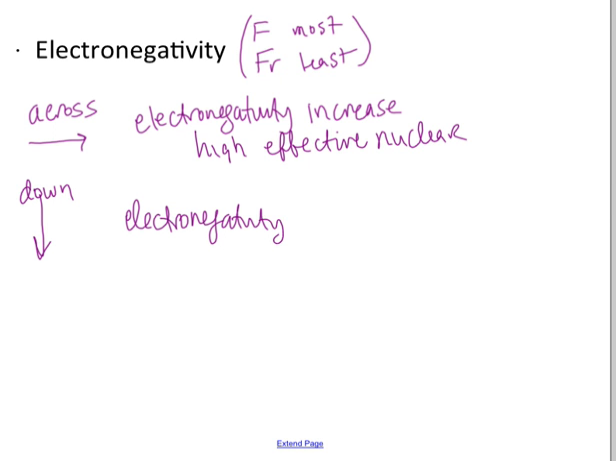Electronegativity does what? Decreases. Why? Because as you move down the table, what happens? More shielding. Those valence electrons are more shielded, so they're easy. They're not as attractive. The nucleus itself is not trying to pull in a bunch more electrons. Francium's like, I don't want any more.